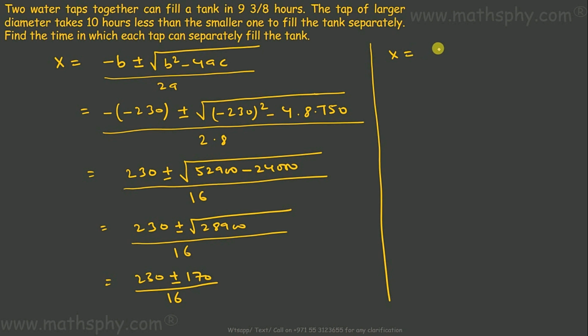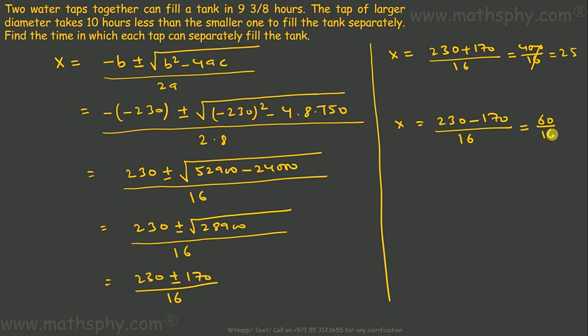So x would be 230 plus 170 over 16, and x would be 230 minus 170 over 16. So this would be 400 over 16, which is 25, and this here would be 60 over 16, which is 15 over 4 hours. Okay, we have two values here. First value is 25, second value is 15 over 4.